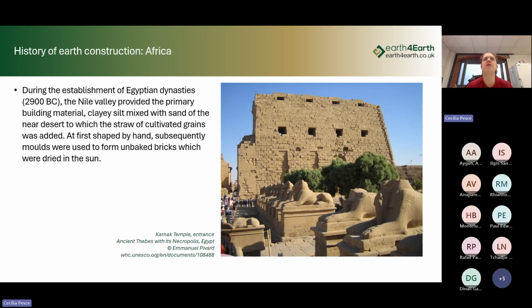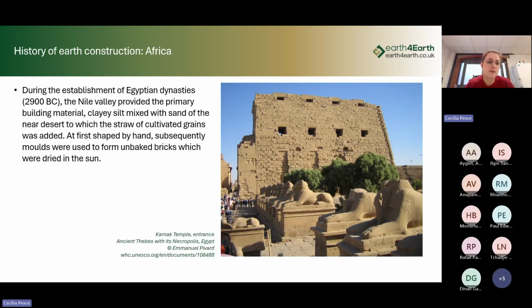And of course, the Nile Valley was the main location where earth building, earth construction thrived, because the soil found in the Nile Valley is suitable for construction because it is rich in clay. And it's also rich in sand. Sand was widely available from the neighboring desert. And the straw was added from the cultivated grains.